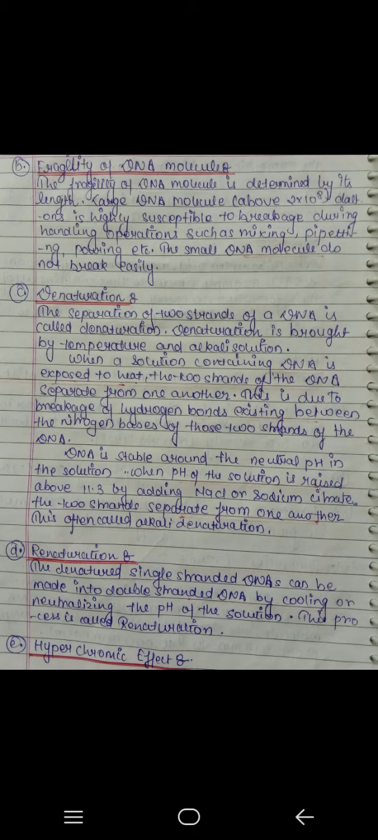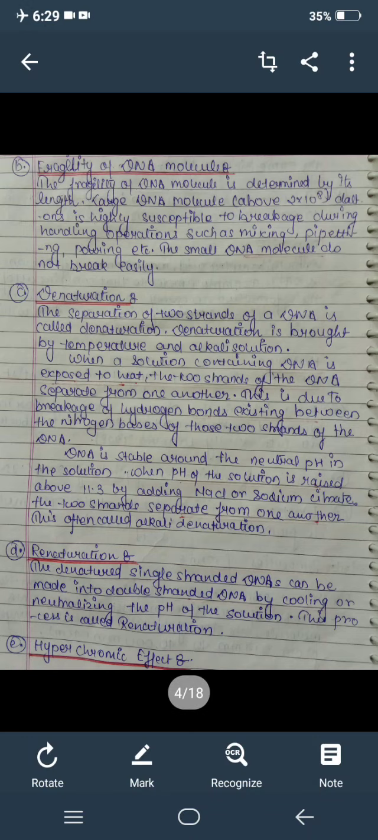Now, denaturation. The separation of two strands of a DNA is called denaturation. Denaturation is brought by temperature and alkali solution. Renaturation. As there is a denaturation, there must be renaturation also. The denatured single-stranded DNA can be made into double-stranded by cooling and renaturation.